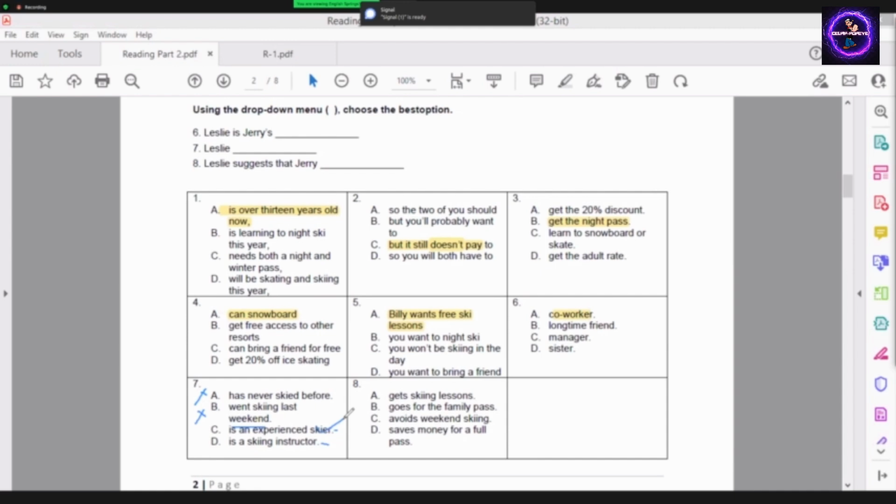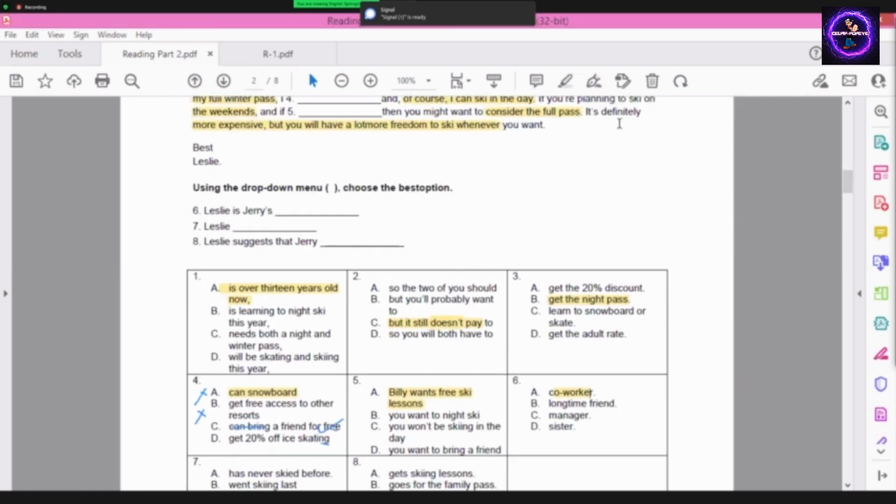Leslie suggests that Jerry... so Leslie is suggesting to Jerry what? Goes for the family pass, avoids weekend skiing, saves money for a full pass. In the last part he was saying getting some lessons somewhere. He said if you want to, it might be a bit more expensive, but you'll get more freedom to ski whenever you want.